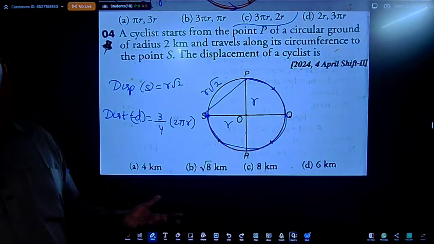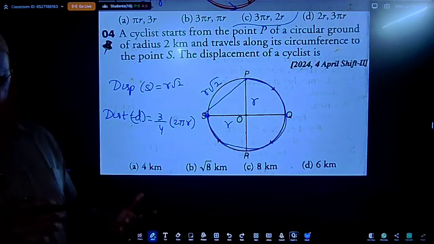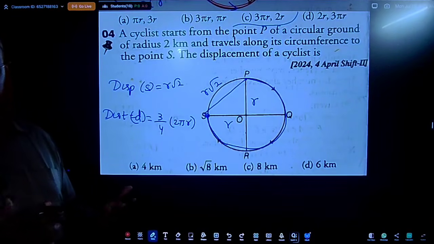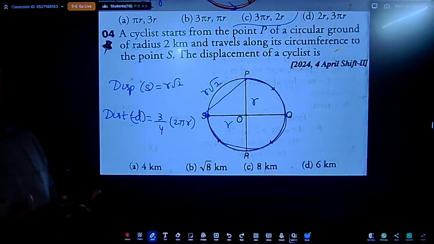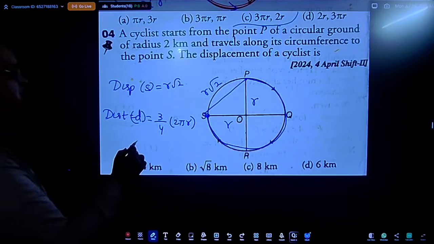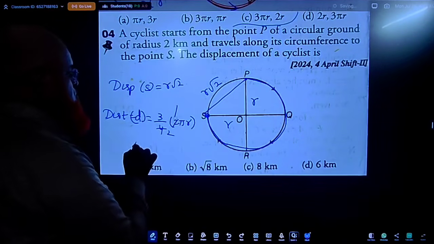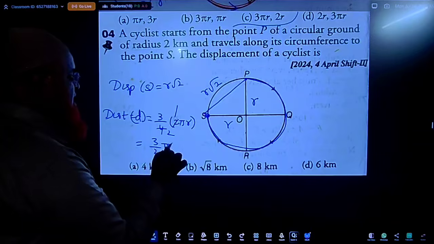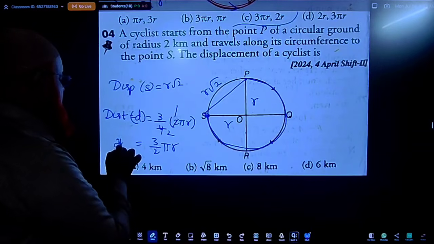3/4 of a total circumference. Circumference means 2 pi r. So 3/4 is going to be this one. So you write 2 ones, 2 twos. So 3/2 pi r is going to be the distance here.